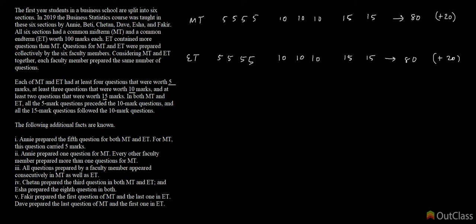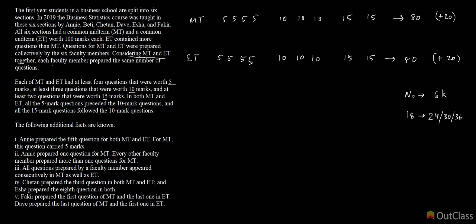What are the other things that we know? We know that considering both of them together, each faculty prepares the same number of questions, and we have 6 faculty, A, B, C, D, E, F. So the total number of questions should be a multiple of 6. The number is 6k. And what do we have right now? We have 4 plus 3, 7 plus 2, 9. 9 into 2 is 18. It is already 18. So it needs to go up to some other number, 24 or 30 or 36 or something. We'll have to see. The total number of questions for MT and ET put together will be one of these multiples of 6.